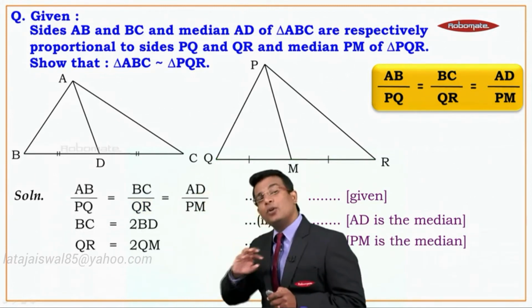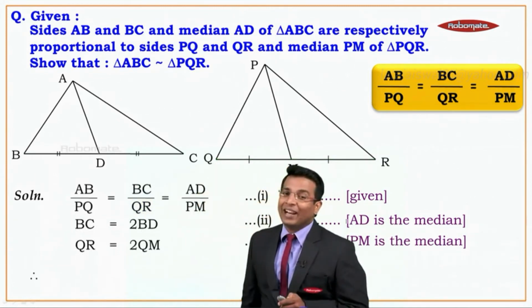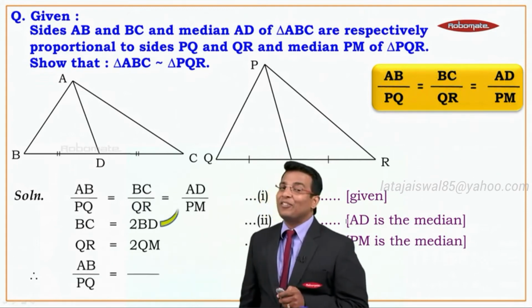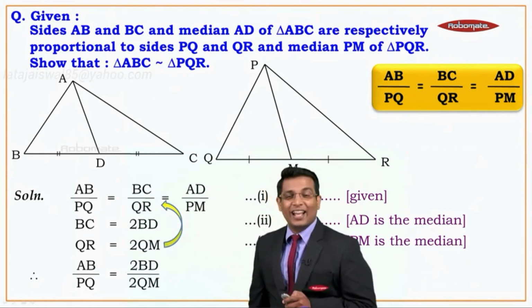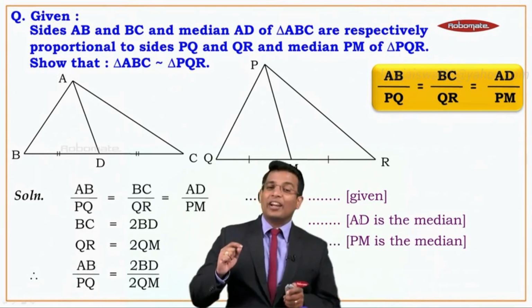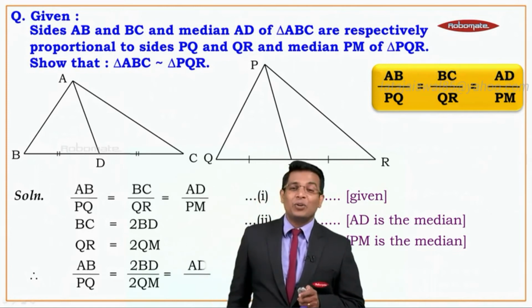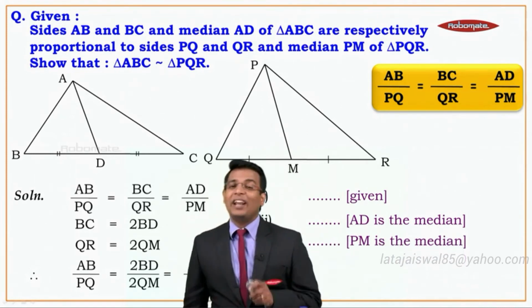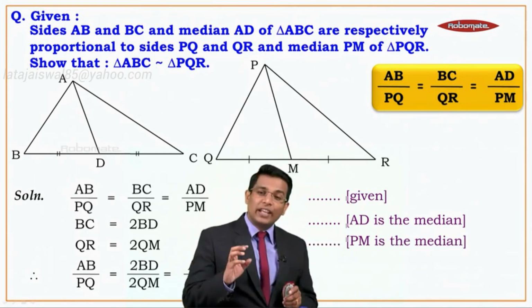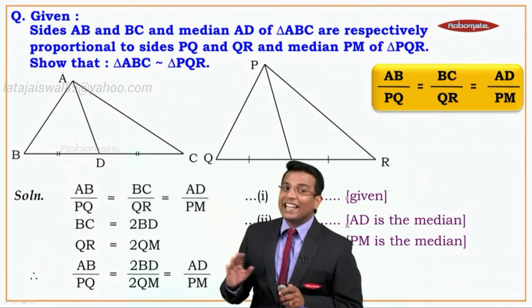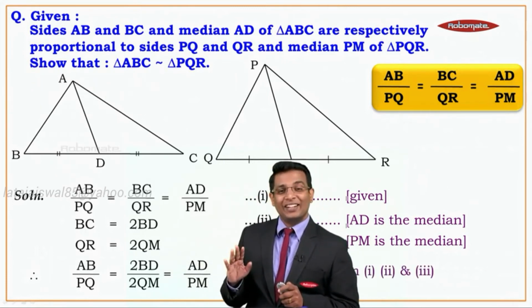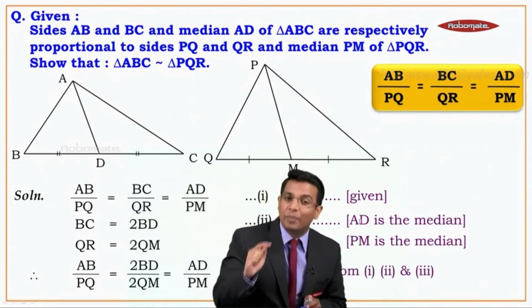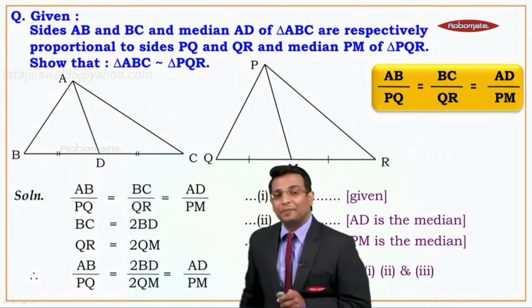Let's do one thing. Let's substitute this in equation number 1. So we would get AB upon PQ is equal to, instead of BC we write twice of BD, and instead of QR we write twice of QM, and that is equal to AD upon PM. We got this from 1, 2 and 3. Now observe this very carefully. 2 and 2 get cancelled, and what we have is AB upon PQ is equal to BD upon QM is equal to AD upon PM. This is what we'll have.